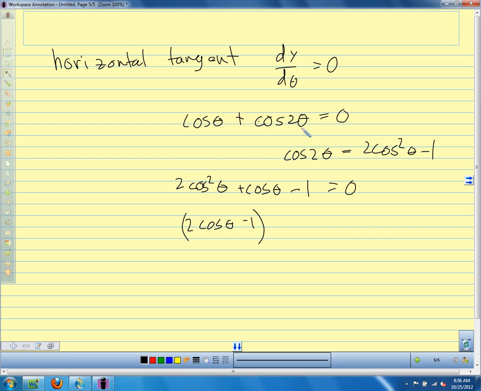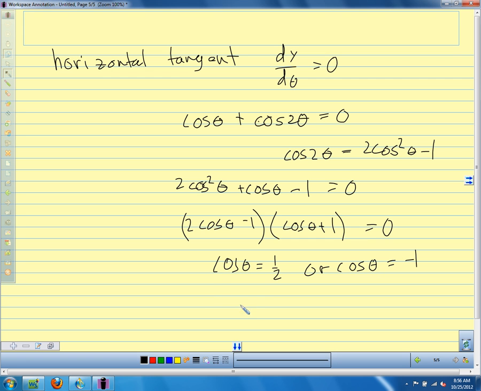I want everything expressed in terms of cosine theta now. So this is an identity for cosine of 2 theta, to represent cosine of 2 theta in terms of cosine theta. And I plug that back in here, and that gives me 2 cosine squared theta plus cosine theta minus 1 equals 0. Factor this. This is cosine theta minus 1/2 times cosine theta plus 1. That equals 0. So cosine theta equals 1/2, or cosine theta equals -1.